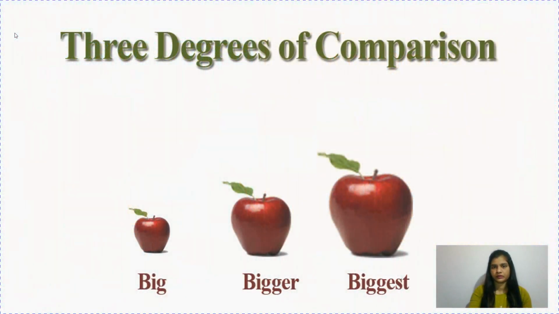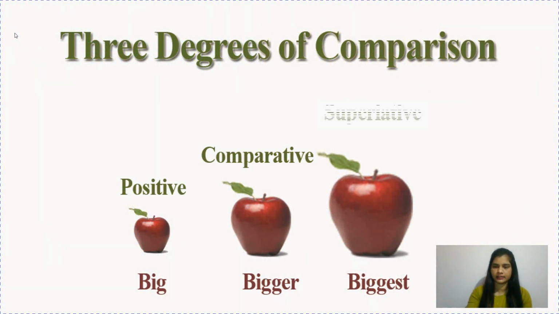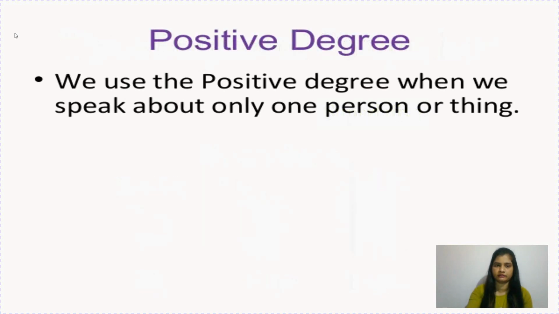Okay, so the three degrees of comparison are: big, which will come under positive degree; bigger, which will come under comparative degree; and biggest, which will come under superlative degree. So three degrees are positive degree, comparative degree, and superlative degree. So let us read it one by one. I will explain you one by one.